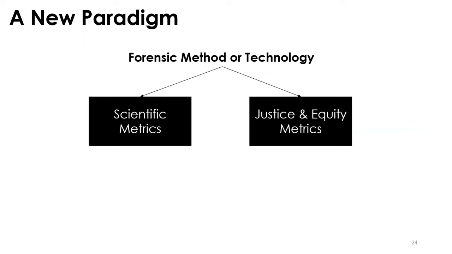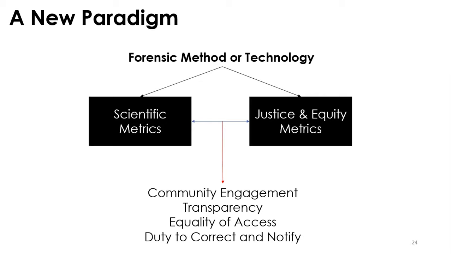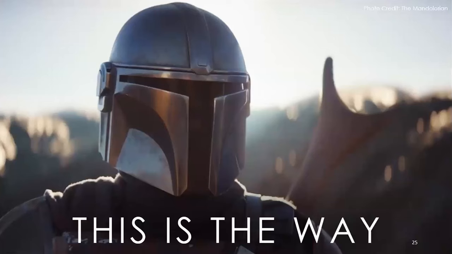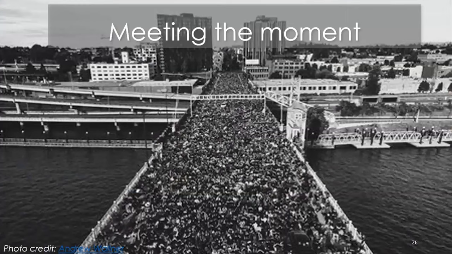So moving forward, I'm hoping that we can think about forensic methods and technologies using a dual track of evaluation: both the scientific metrics of validity and reliability, but also justice and equity metrics to evaluate how they're implemented, because these two types of evaluations are related. And as they're being implemented, they need to be done with community engagement, transparency, equality of access, and a duty to correct and notify. This is the way that I think we can all meet the moment that our country has been crying out for since the murder of George Floyd.